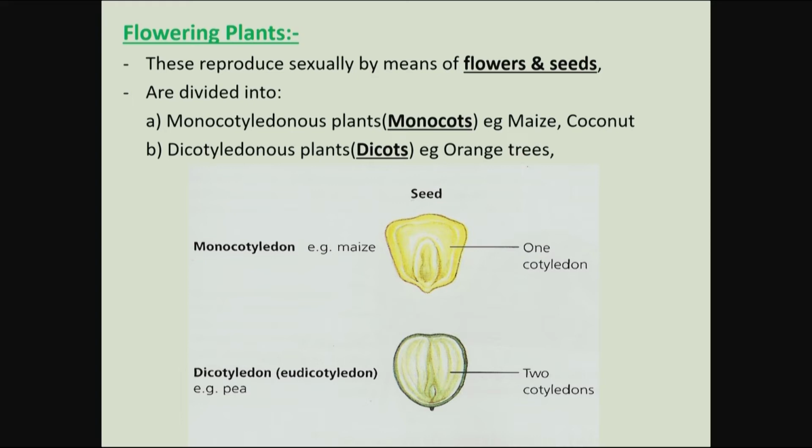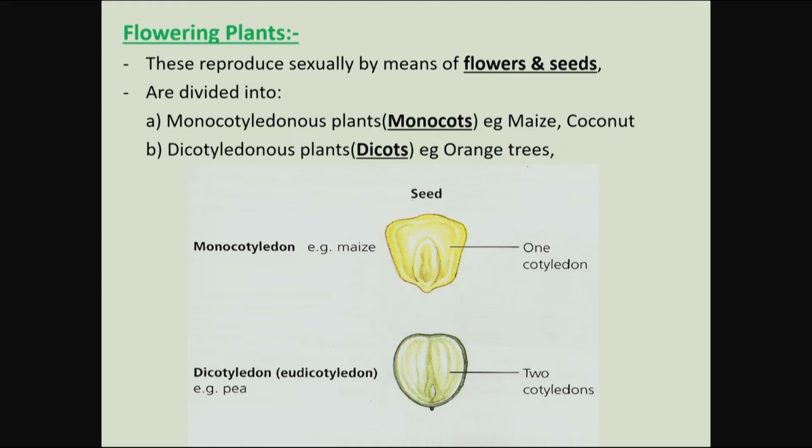Now, the flowering plants are divided into two major groups. We have the monocots, or monocotyledonous plants, and the dicotyledonous plants, or the dicots. The monocots are like the maize and the coconut, and the dicots are like the orange tree, takamaka tree, and beans, etc.